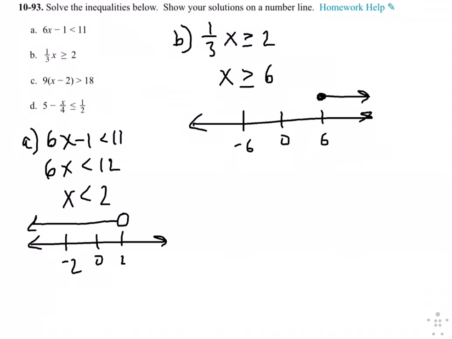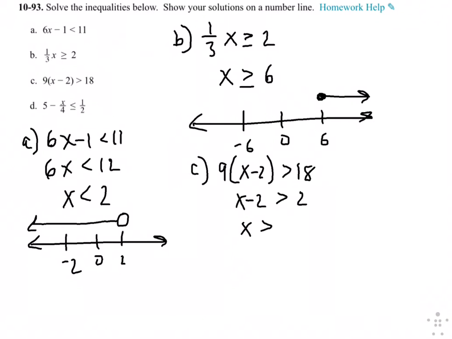Okay, the next one, C. Let's try to fit it here, right? So we have 9 times x minus 2 greater than 18. I'll divide both sides by 9, so I get x minus 2 is greater than 2. Add 2 to both sides. X is greater than 4. And our graph for that, 0, 4, negative 4. Greater than is an open circle, and that's going to go to the right.